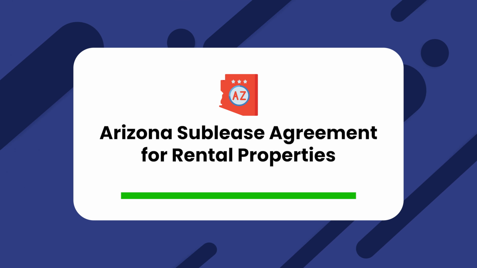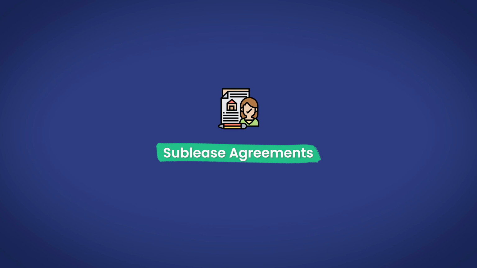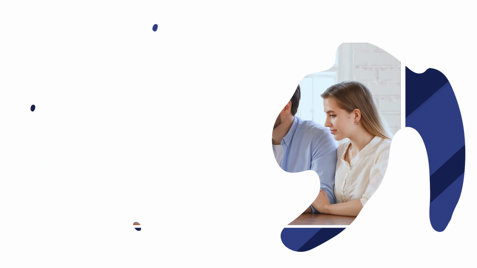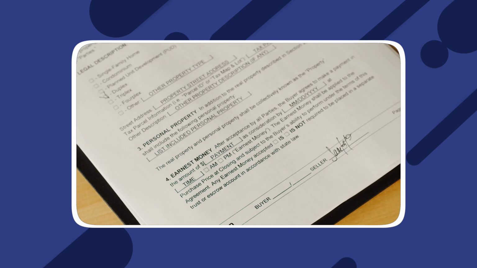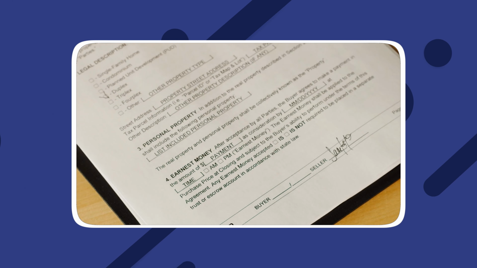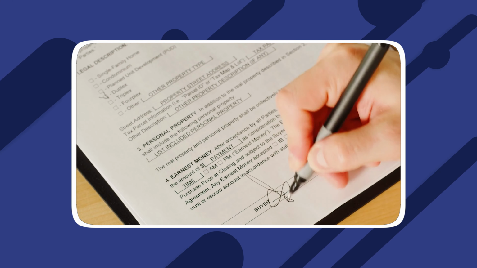Arizona Sublease Agreement for Rental Properties. Sublease agreements. A sublease arrangement in Arizona allows the tenant to rent their residence to someone else. To detail the terms of the agreement, a sublease contract is drawn up. This legally binding agreement is drawn up by the original tenant with the landlord's consent.